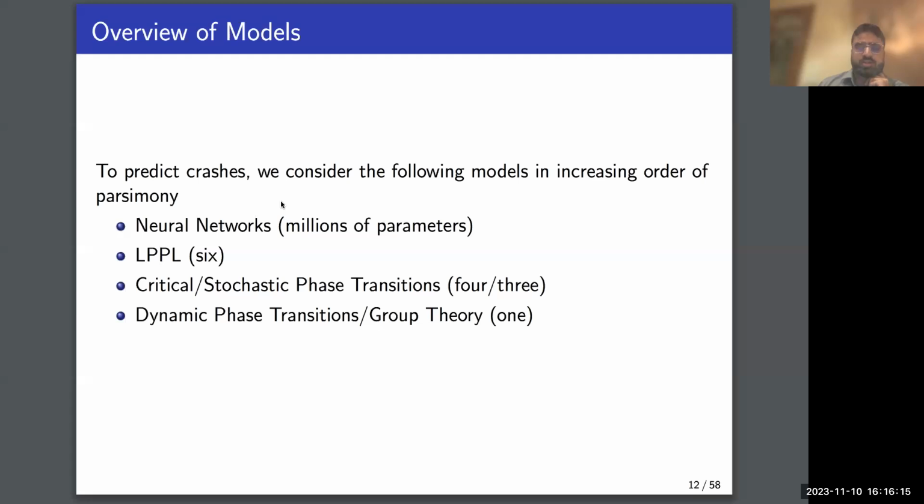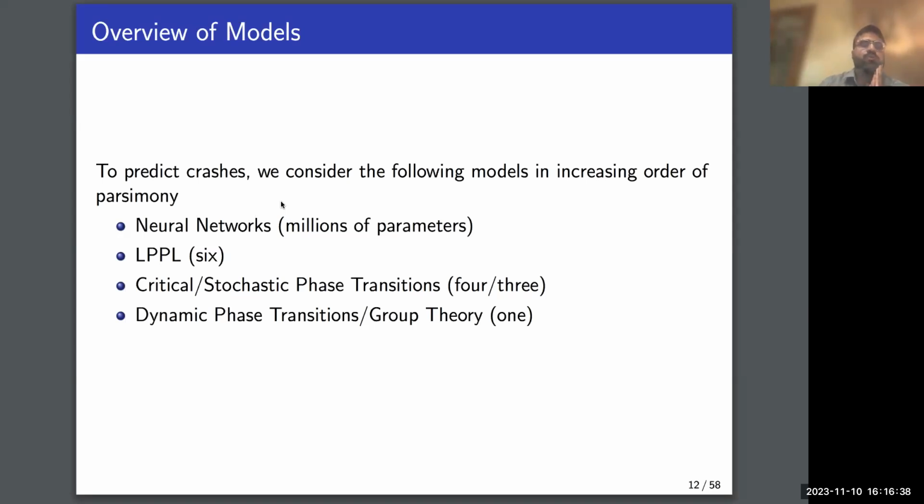Now, in order to predict endogenous crashes or identify these bubbles, we'll consider the following models, in increasing order of parsimony. Okay, so first we start with the neural networks, which in principle have millions of free parameters. Then we go on to LPPL, the famous Sornette log periodic power law model, which has 6 free parameters.